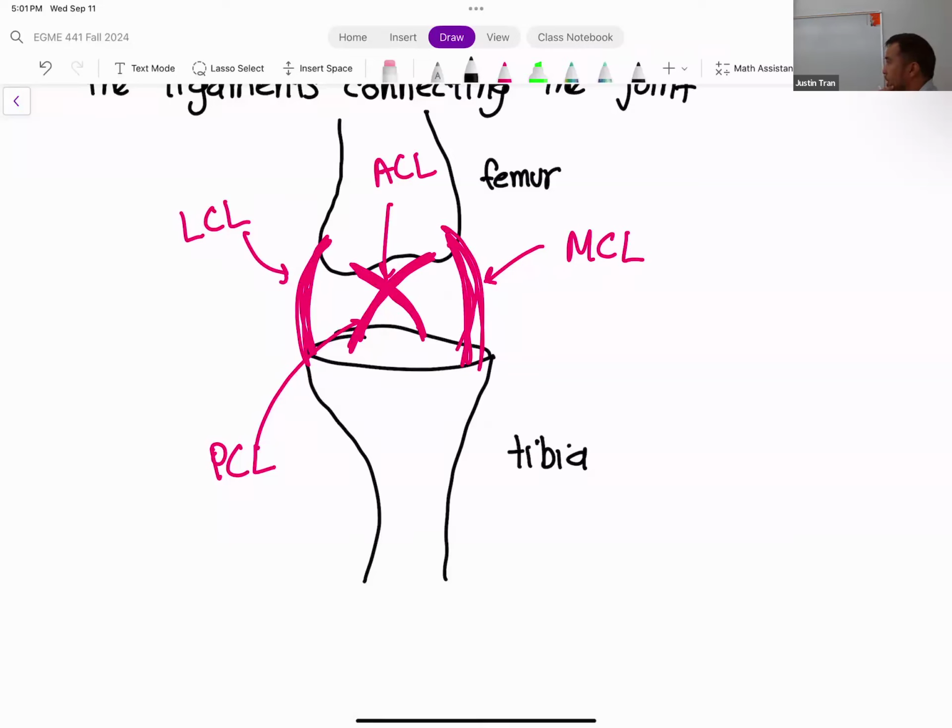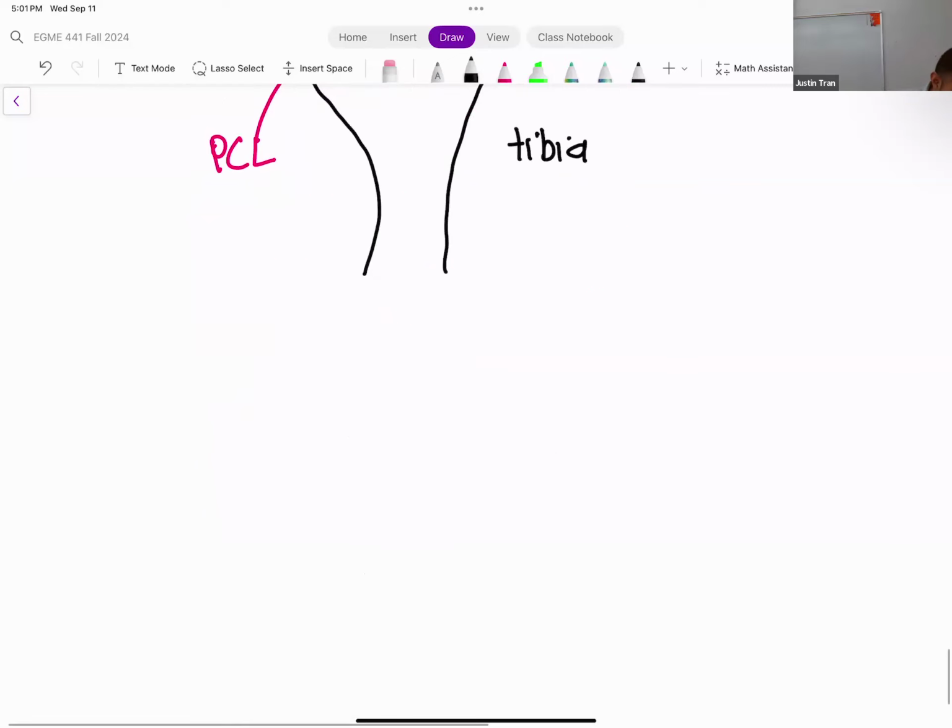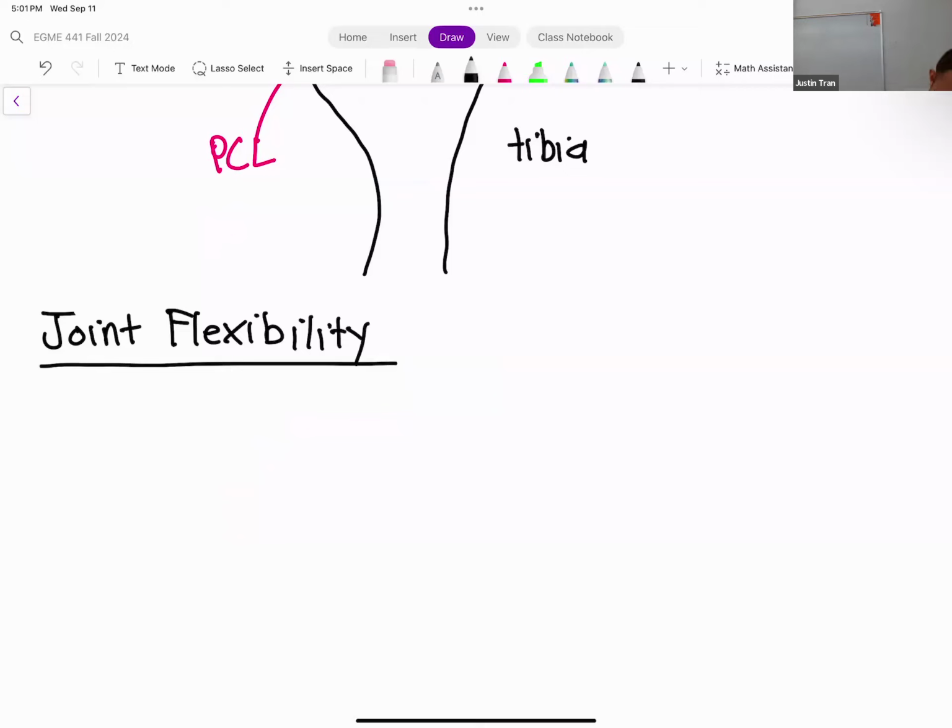Okay. All right, so for the last 15 minutes today, let's talk about joint flexibility. Okay, so joint flexibility refers to the range of motion, or the amount of motion that's allowed at the joint.